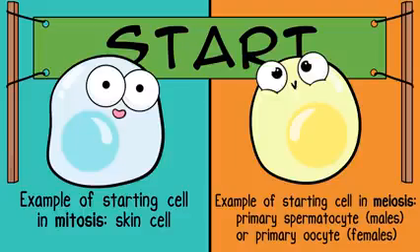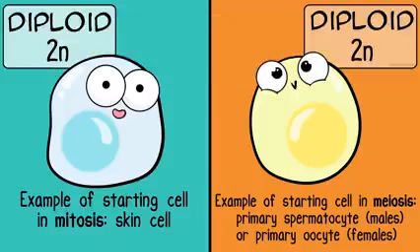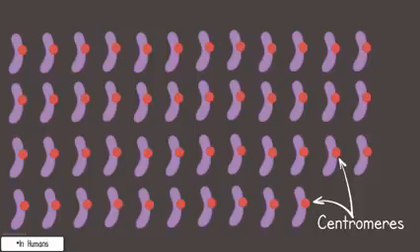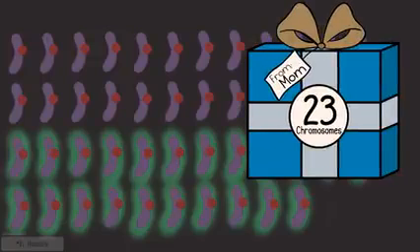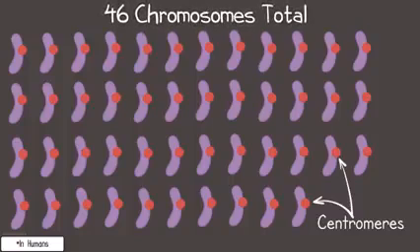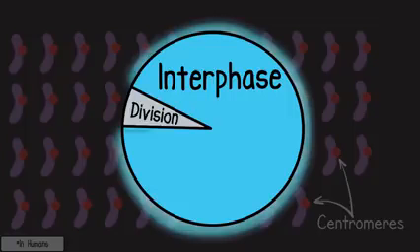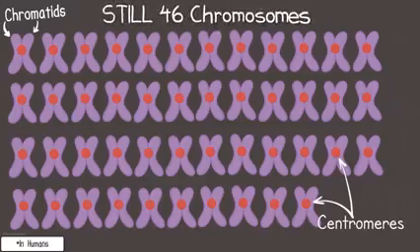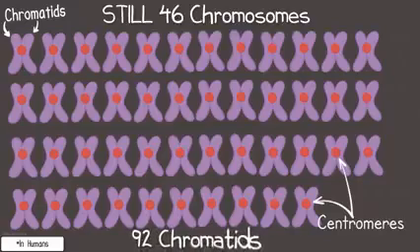Your starting cell in both mitosis and meiosis is diploid, written here as 2N. That means it has 2 sets of chromosomes. In humans, that's 1 set of 23 chromosomes from mom and 1 set of 23 chromosomes from dad. 46 chromosomes total. During interphase, the cell duplicates the chromosomes. When you duplicate 46 chromosomes, you still say there are 46 chromosomes, as the newly duplicated portion is still attached at the centromere region. But there are actually 92 chromatids.